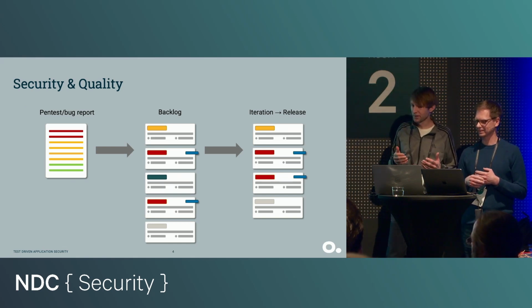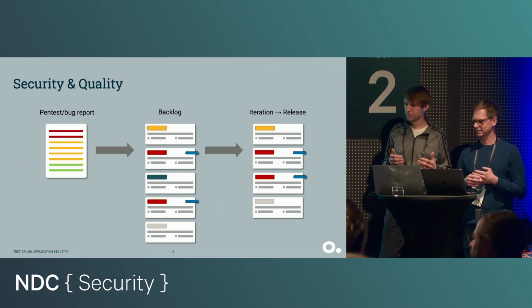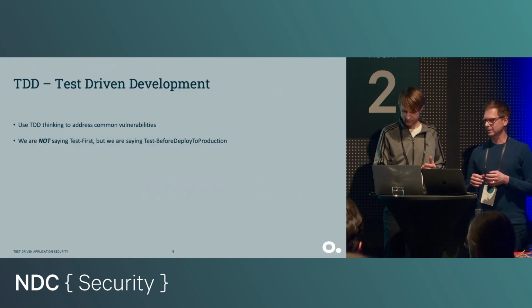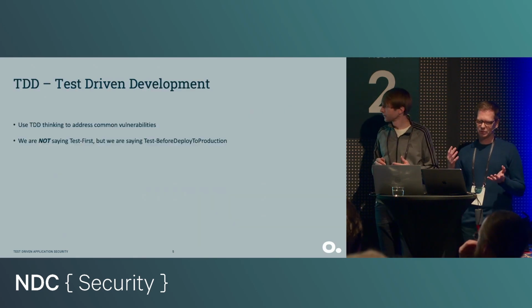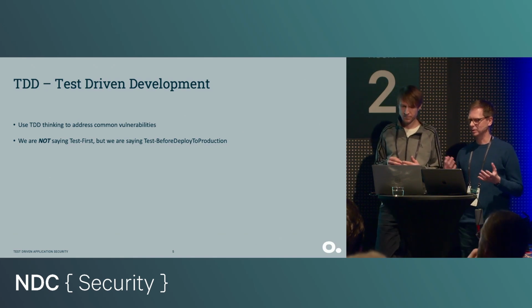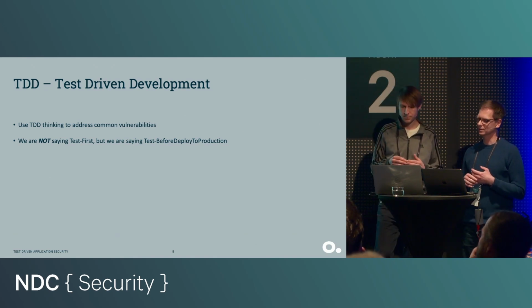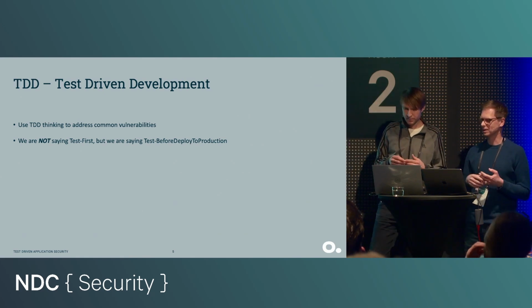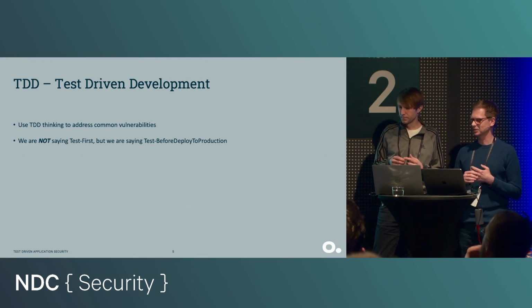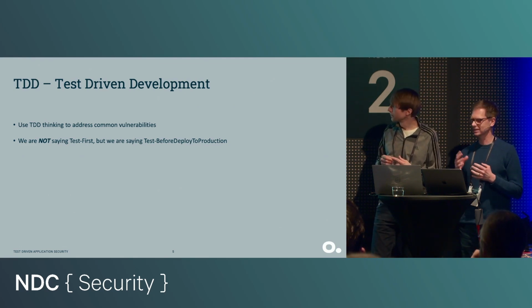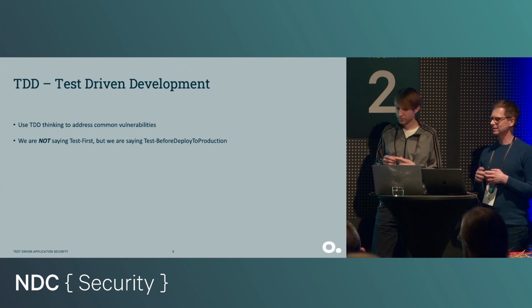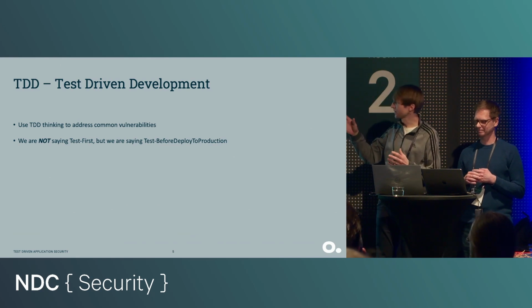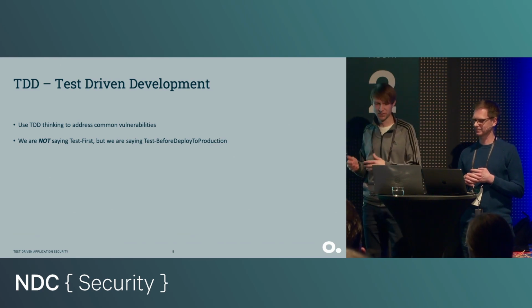Yeah, security and quality go hand in hand, but how can we as developers assert high quality in the applications we build? So our industry has some very well-established patterns and practices for quality assurance, and one of them is test-driven development. And we'll try to show how to apply TDD to application security to help find those security bugs during development and not after deployment to production. Note that we are not saying test first, but we are saying test before deploy to production.